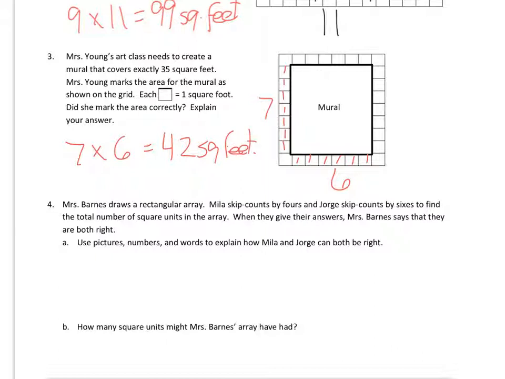But how much was she supposed to make it? 35 square feet. So did she mark the area correctly? The answer would be no. The area is too big. Go ahead and pause it and finish up with that one. And then we'll look at number 4.